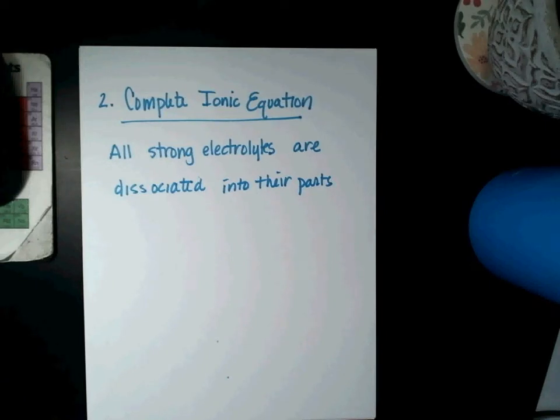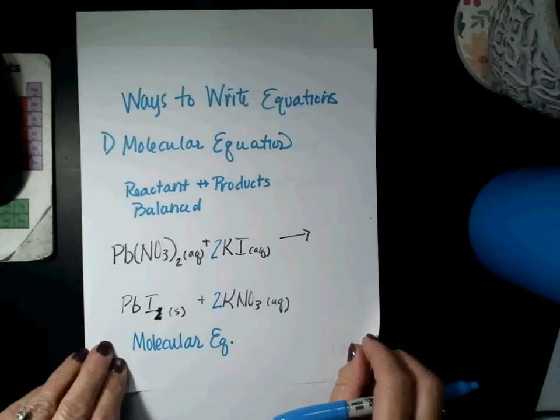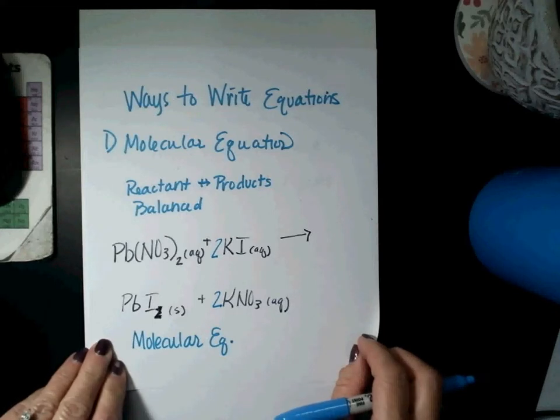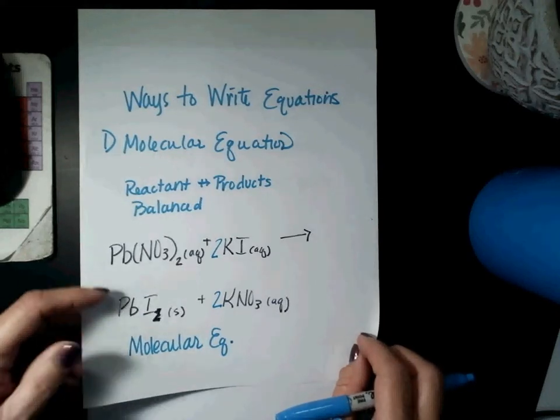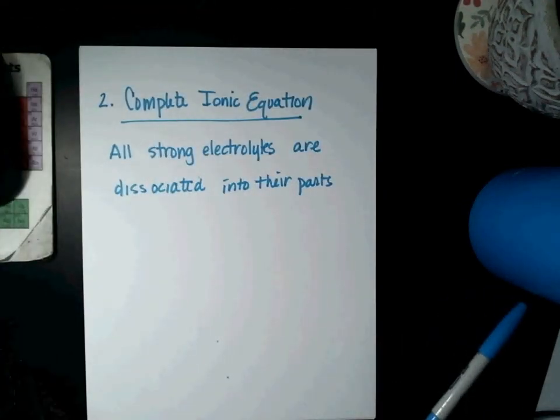Where did I write that down at? So let's take this last one. You wrote this lovely molecular equation. Now we're going to take it and make it a complete ionic equation. So let's look at what we do. And I'm just going to go through this one for you.